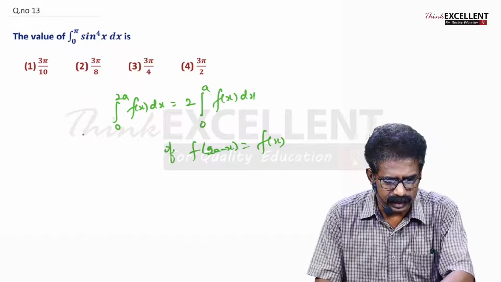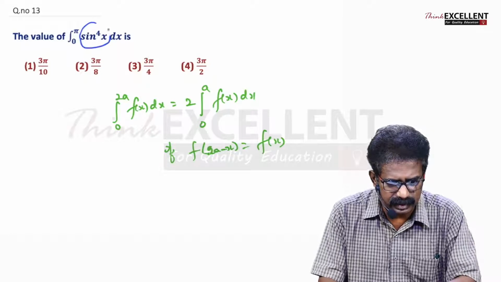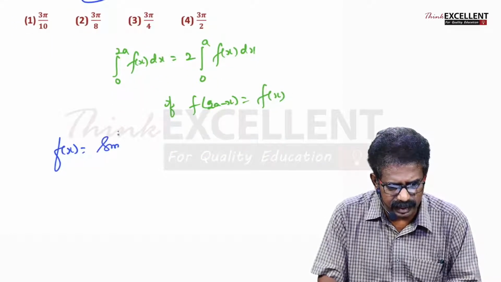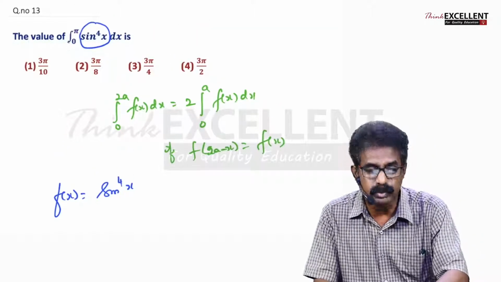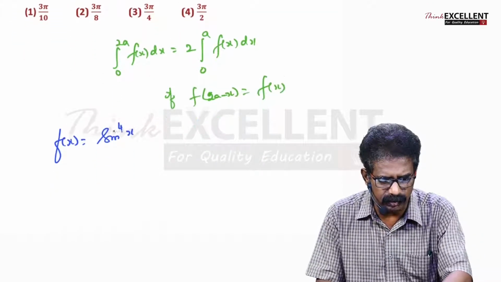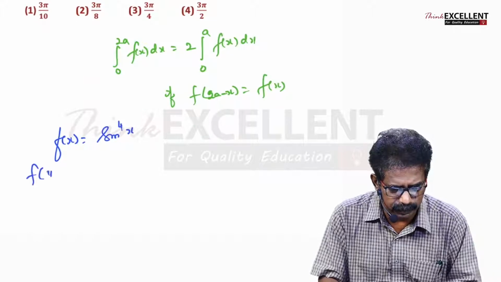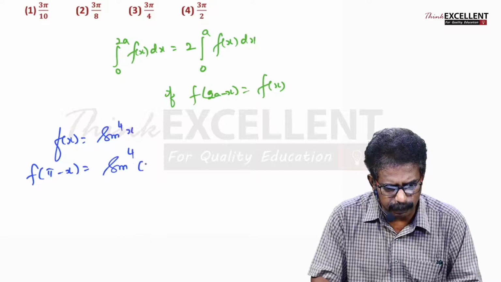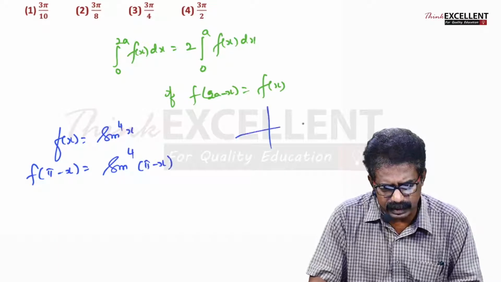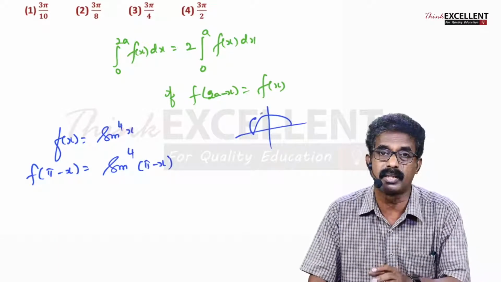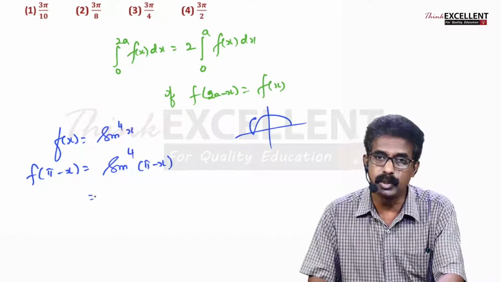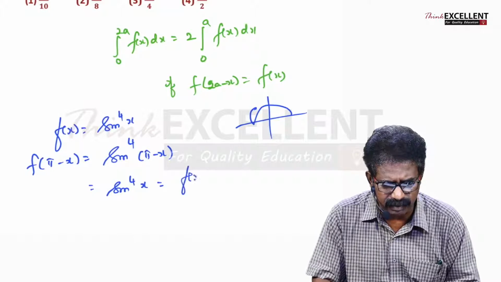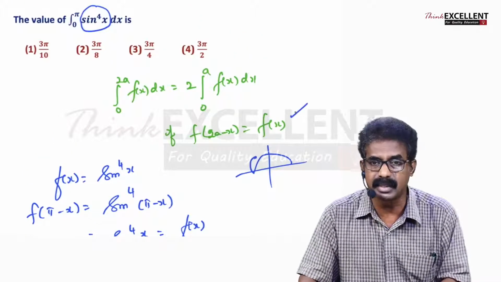So now let us see here. Here this is our f of x, right? Sine raised to 4x dx, that is our f of x. F of x is sine raised to 4x. Instead of 2a, we have pi. So you find f of pi minus x: sine raised to 4, pi minus x. Sine 180 minus x, second quadrant, sine is positive. 90 into 2, even number, same ratio. You are getting sine raised to 4x. It is the same as f of x itself. Condition satisfied.